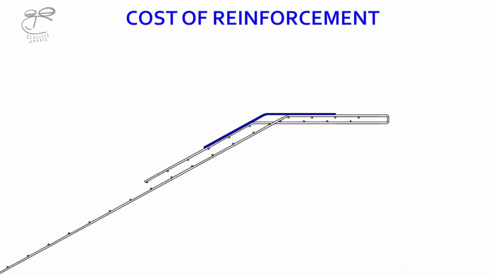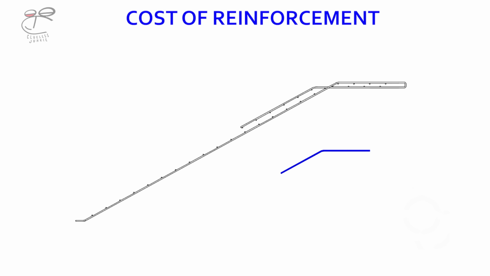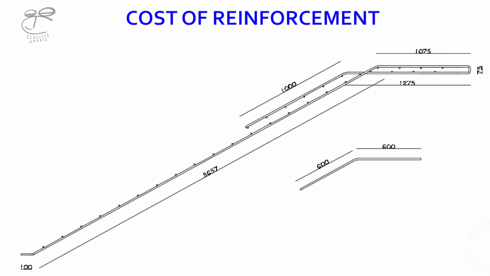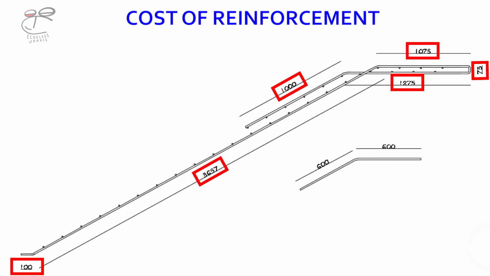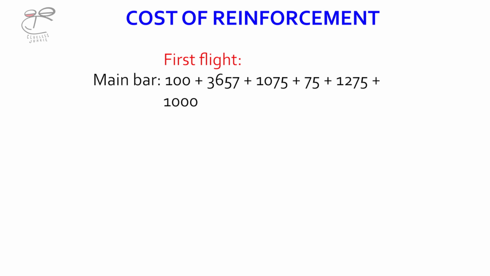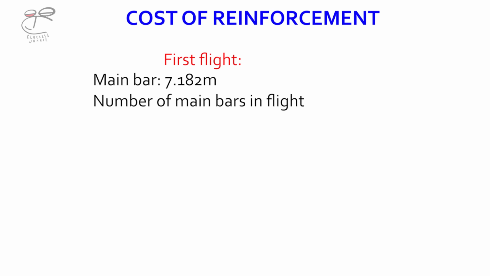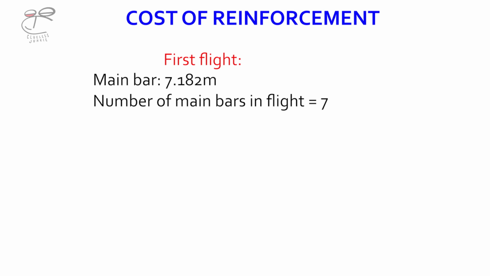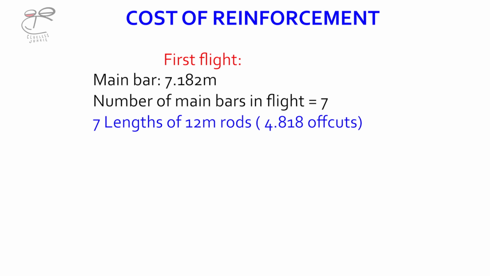So moving on, the main bars, the details and the dimensions for the rebars are added, and if we add those up, it gives us the length for that main bar. So add these values up, and in this instance I'm getting 7.182 meter for one of that. How many bars in the first flight? We have about 7. So 7 lengths of 12 meter rod with a 4.81 offcut.